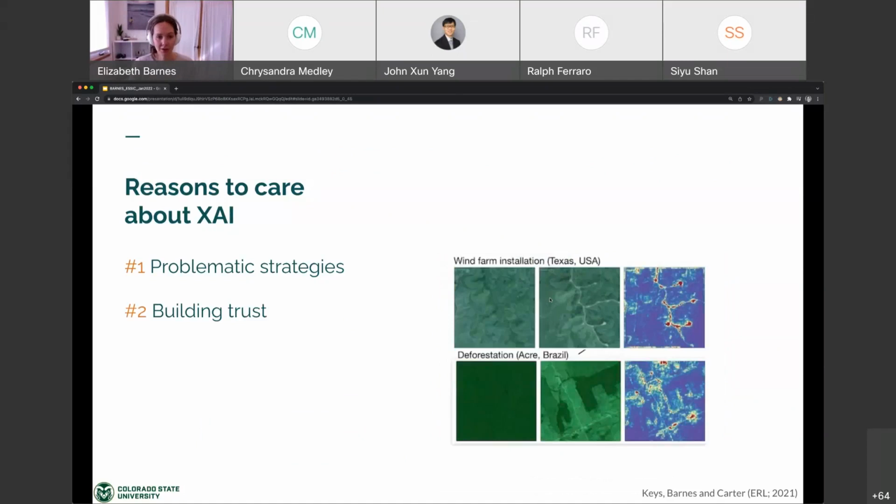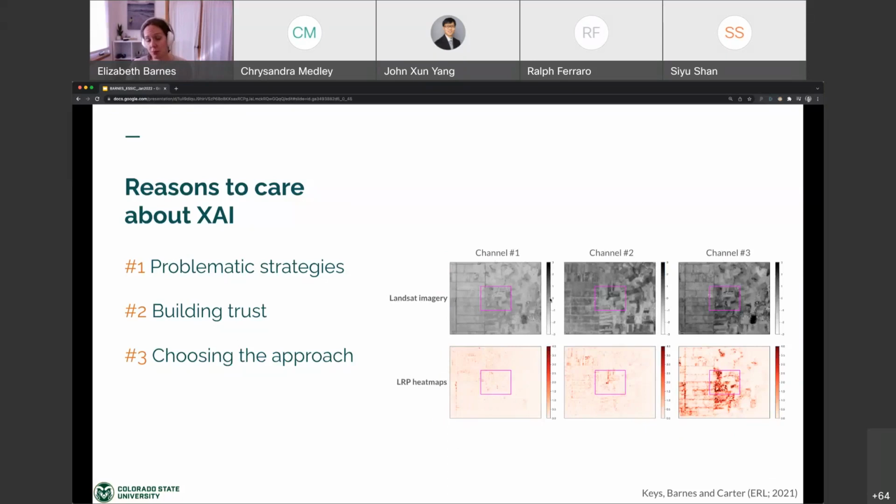Another is to build general trust. Do you think that what you're putting into this network and what you're getting out makes sense and is correct for the right reasons, so you can go on maybe and use it in another application? I didn't mention this, but we actually use XAI to choose our approach. Landsat has many different channels and we weren't sure which channels to input into our algorithm to make the best prediction of the human footprint index. So we input different groups of channels, in this case, channels 1, 2, and 3. From the heat maps, we saw that channel 3 was being used the most, and so we were able to remove channels 1 and 2 to save on data storage and training time.